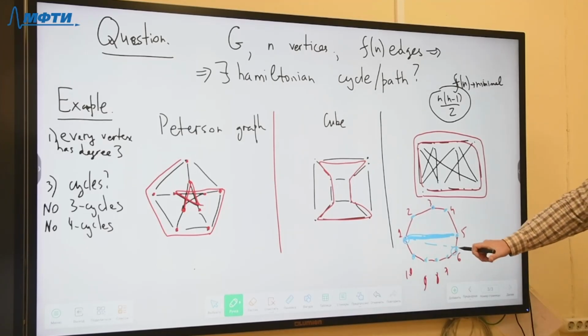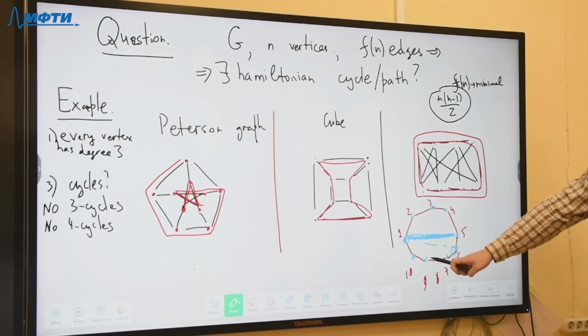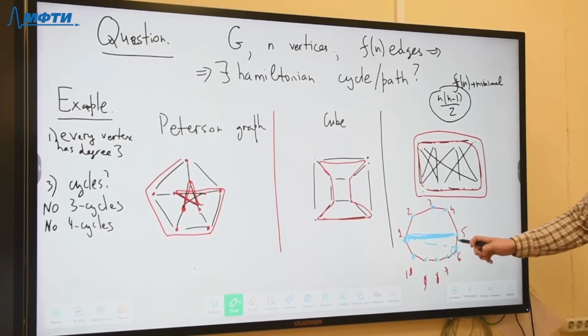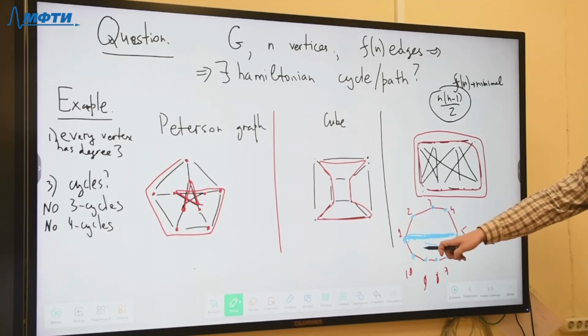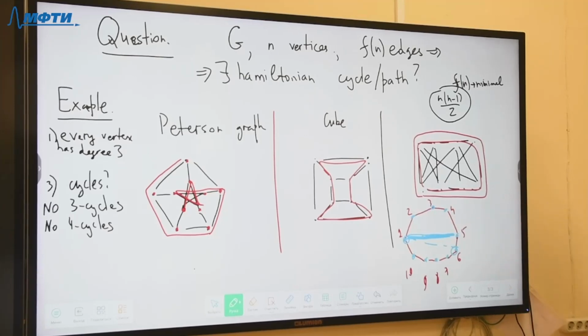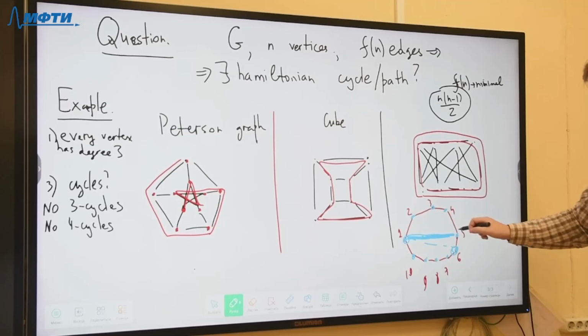So it cannot connect to 7, 8, 5, 4, 3, and 9 because we will have a cycle of length 3 or 4. If we connect it with 1, we'll have a triangle. If we connect with 10, we'll have a cycle of length 4, and if we connect with 2, we'll also have a cycle of length 4. So we cannot connect this vertex 6 to any of the vertices in this graph. Yeah. So this proves that we cannot have this edge 1, 5.